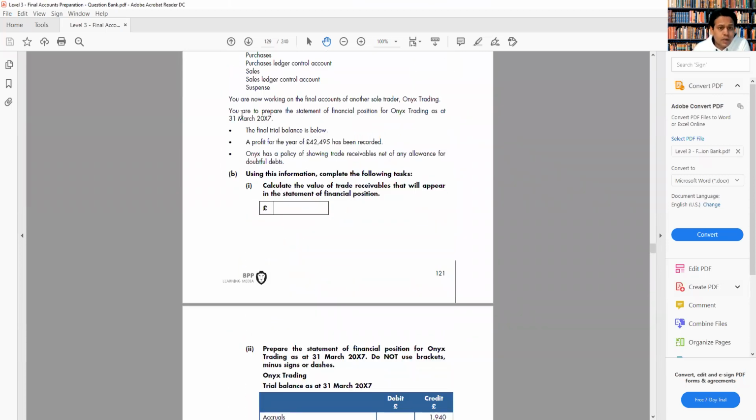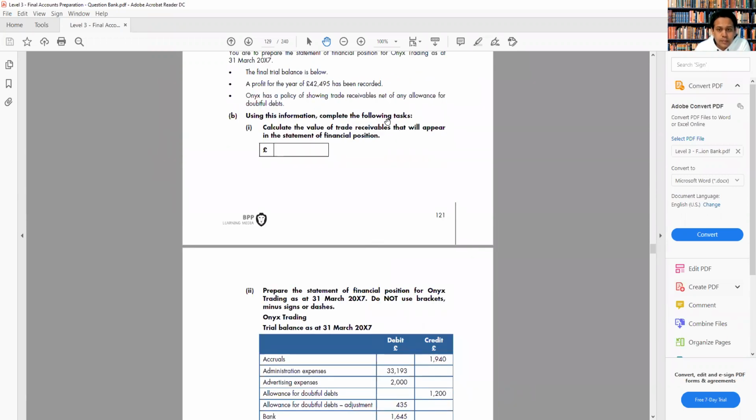Let's read the next one. It says you are now working on the final account of a sole trader, Onyx Trading. You are to prepare the statement of financial position for Onyx Trading as at 31st March 2007. The final trial balance is below. A profit for the year ended of 42,495 has been recorded. That's the profit. Onyx has a policy of showing trade receivables net of any allowance for doubtful debt. So if we have any doubtful debt, we have to subtract it because of company policy, minus the allowance for doubtful debt from the trade receivables. Trade receivables means sales ledger control. Trade receivables and the sales ledger control are the same thing.